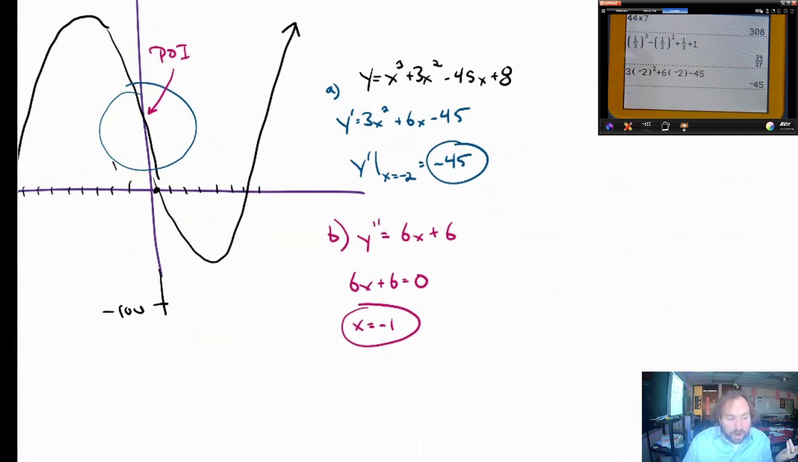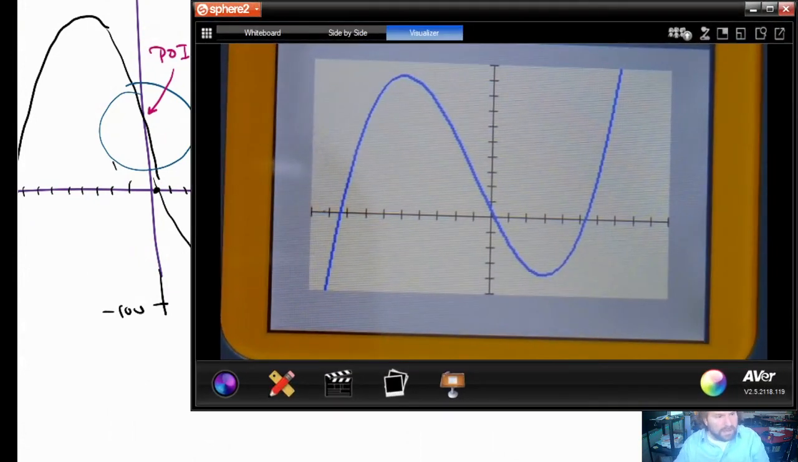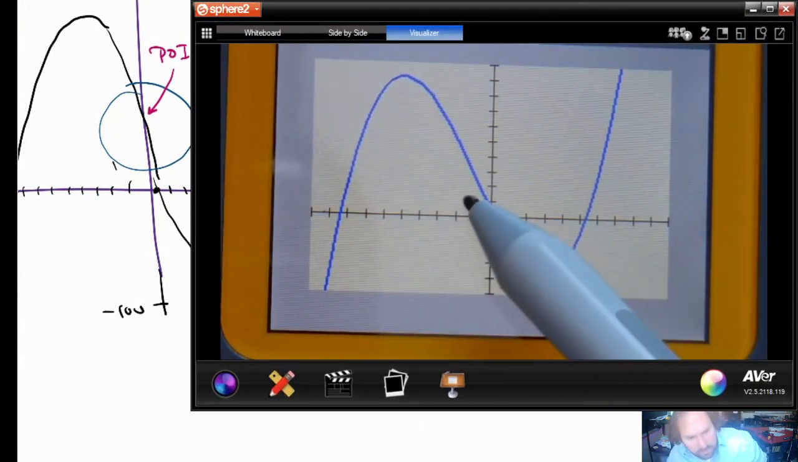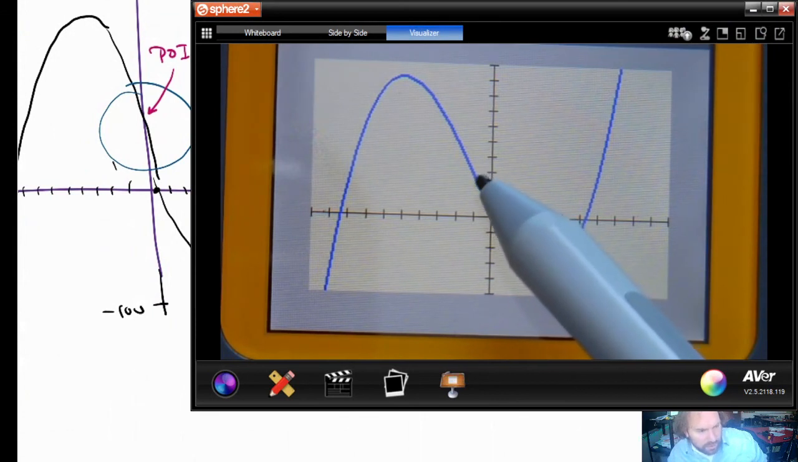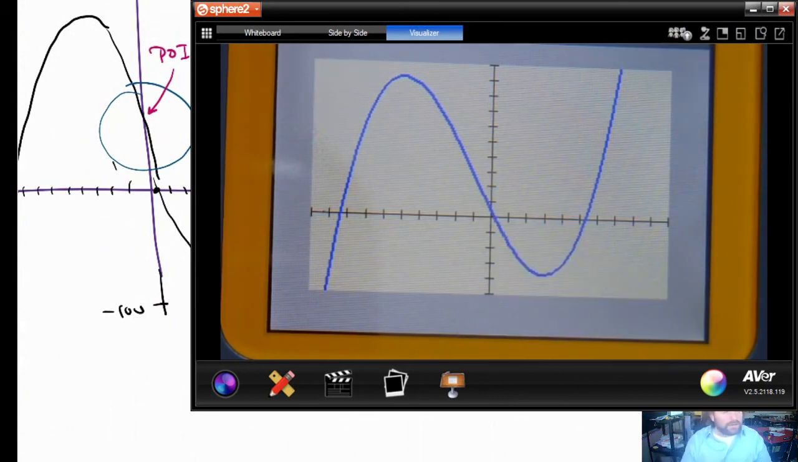And I would guess that's probably the case. X equals negative 1 looks about right, especially on the actual calculator graph, which is better than my sketchy graph. X equals negative 1 is right there. Yeah, I would say that's probably about the steepest slope you're going to get on this graph. So the second derivative comes in clutch there to help solve that problem.